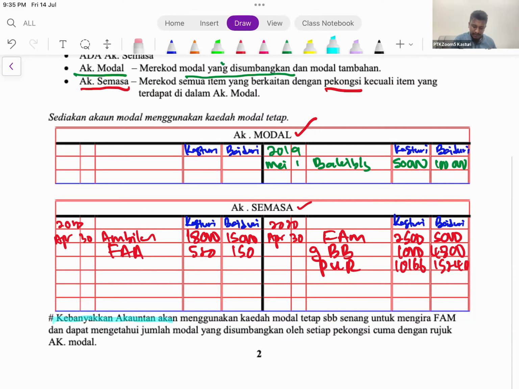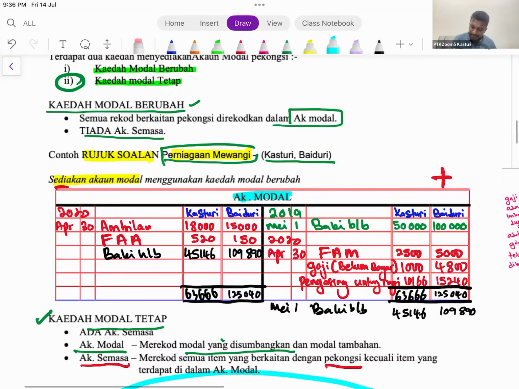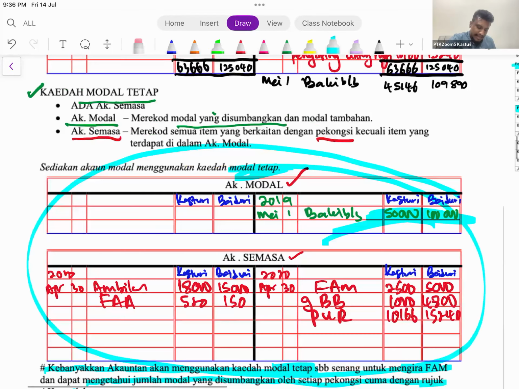Kebanyakan accountant akan menggunakan kaedah modal tetap, which is this. Sebab senang untuk mengira faedah atas modal dan dapat mengetahui jumlah modal disumbangkan oleh pekongsi cuma dengan rujuk akaun modal. So just looking at the account modal, I know how much each person gave me. But if you do the other method, the first year memang boleh nampak. After 5 years, after 15 years, after 20 years, modal tu akan jadi rojak. A lot of information is there. So untuk mengelakkan kekeliruan, we will follow the kaedah modal tetap.